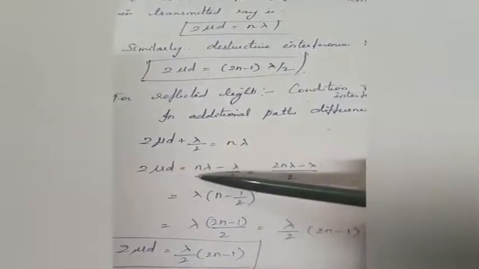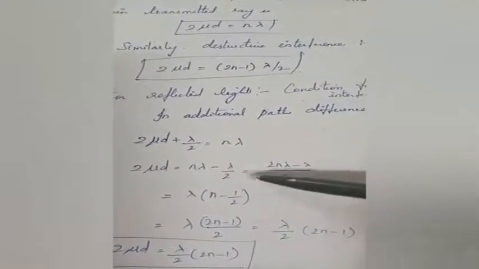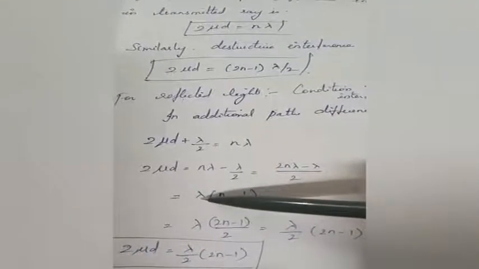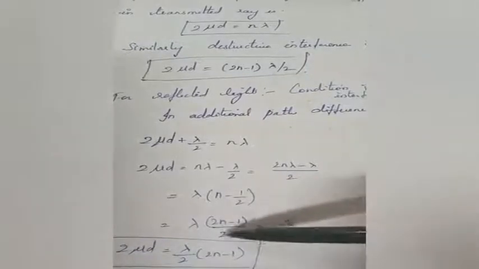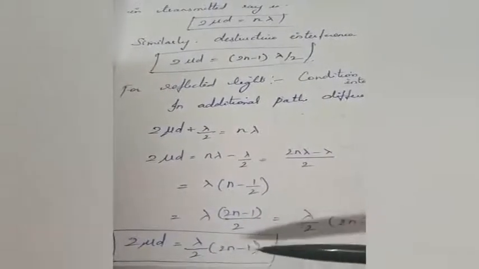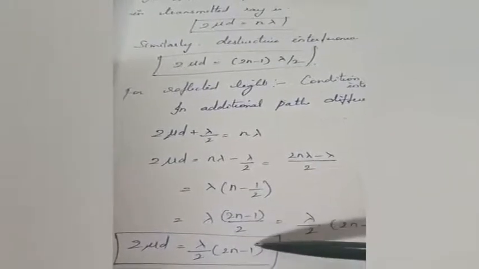So what is the final derivation here? 2 mu d is equal to n lambda minus lambda by 2. Taking lambda as common, we get n minus 1 by 2. Multiplying by 2 for the LCM, we get 2n minus 1. So finally 2 mu d is equal to lambda by 2 times (2n minus 1). What is this condition? This is the destructive interference condition.